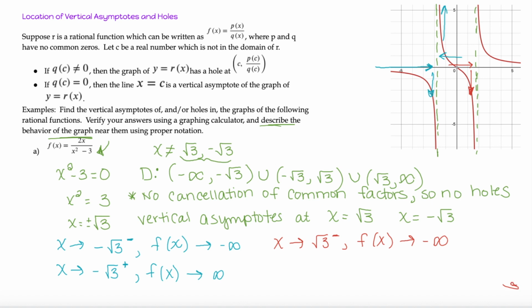As x is approaching square root 3 from the right hand side, our graph itself is approaching positive infinity.